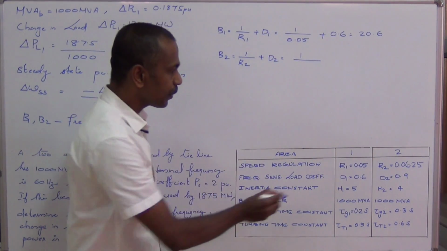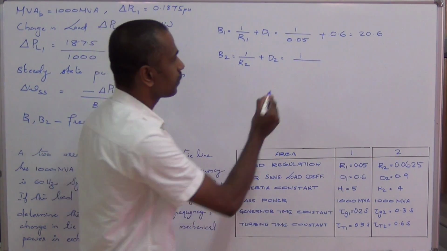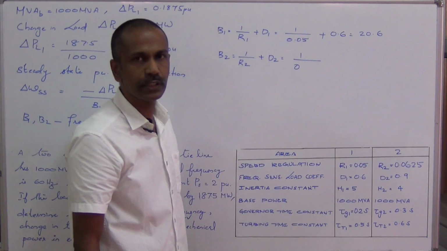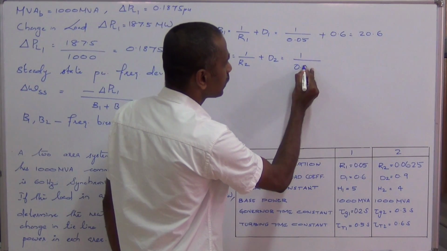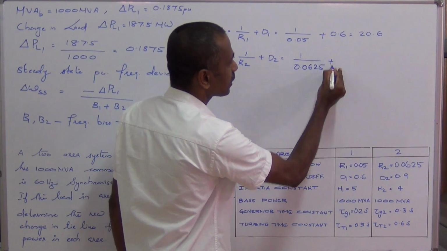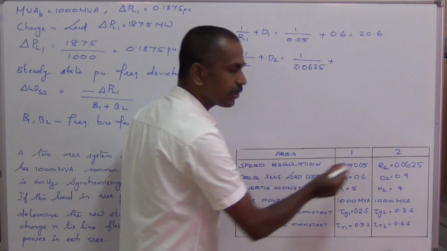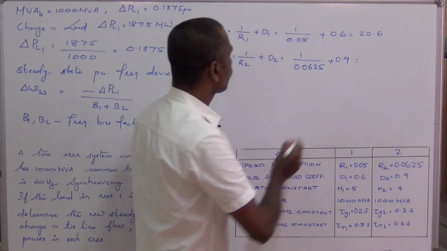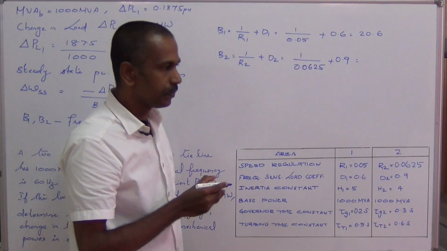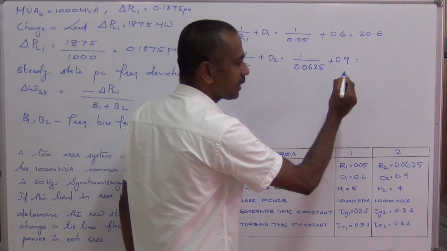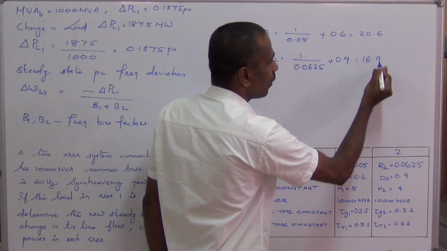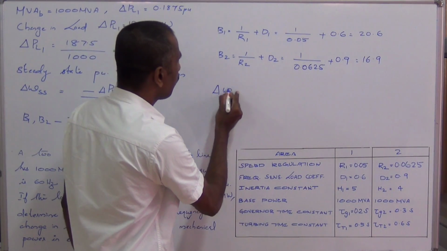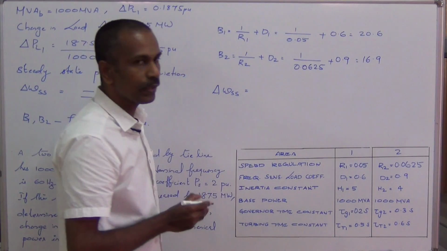And B2 equals 1 by R2 plus D2. What is R2? Sorry, R2 equals 0.0625, plus D2 equals 0.9. And this B2 equals 16.9. This is 16.9.